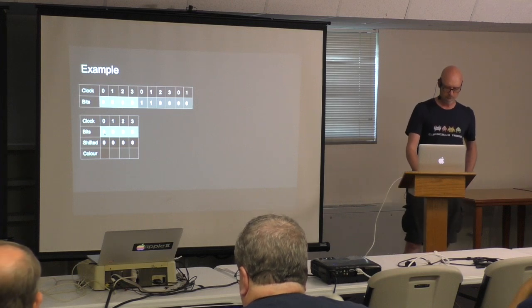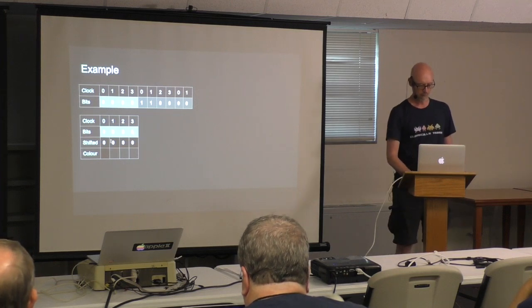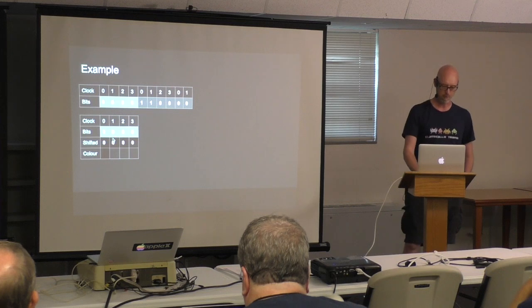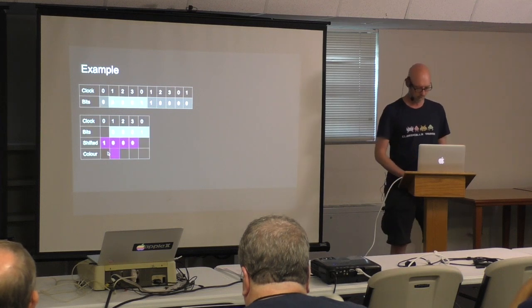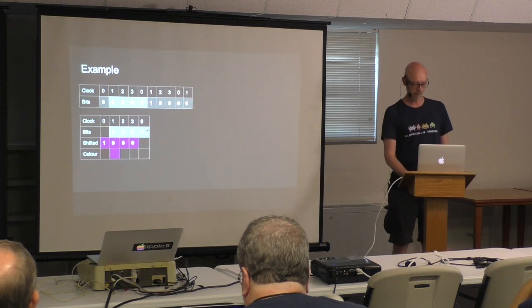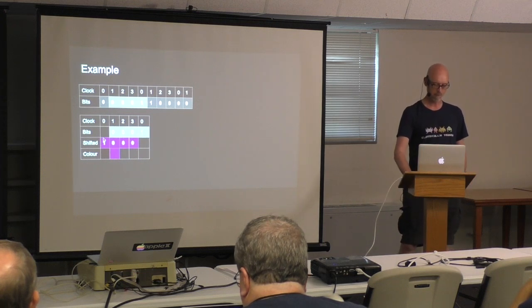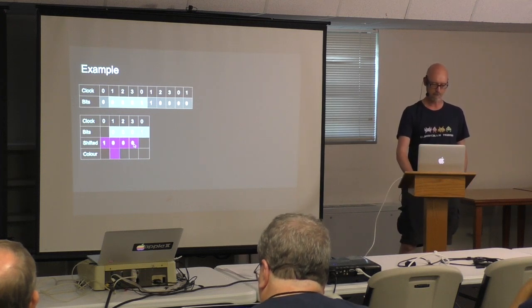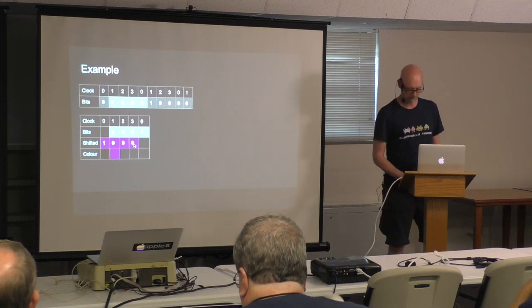So the first dot, we have all zeros. We don't have to shift them at all to line up with the clock, and that gives us a black pixel. Moving right, we have 0, 0, 0, 1, but now we have to put the 1, which is here, back in the clock 0 position. So we have 1, 0, 0, 0. That gives us this purple color.